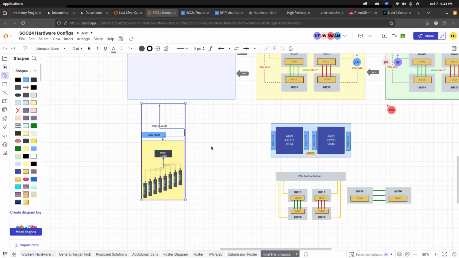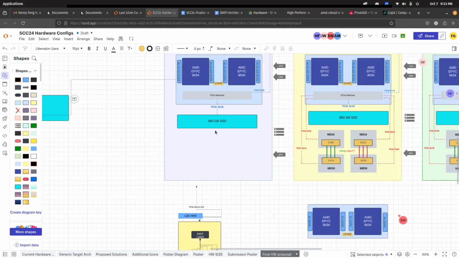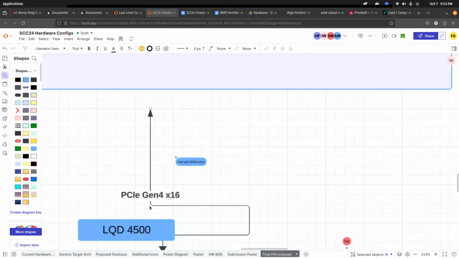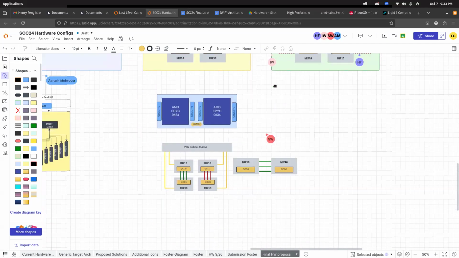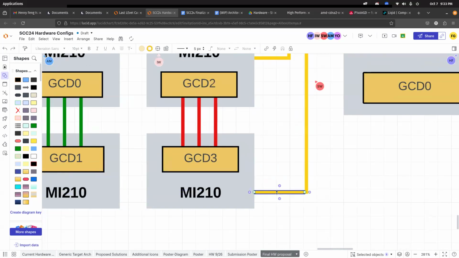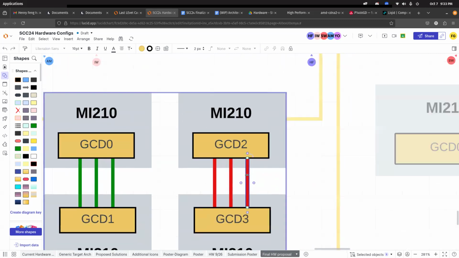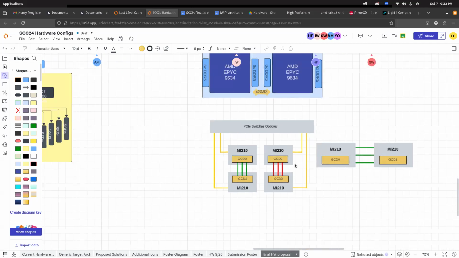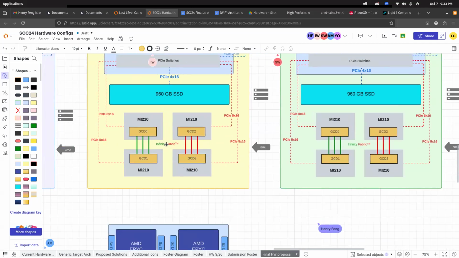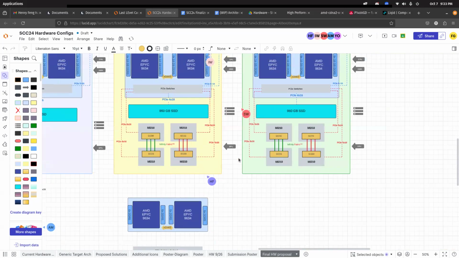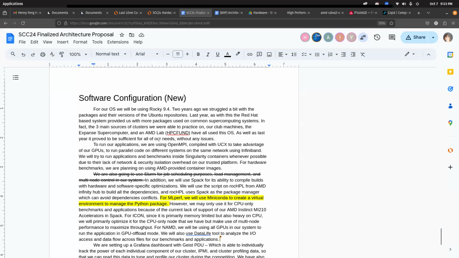Rush, can you add this liquid card into node 1? Yeah. It's connected via PCI. It's right here, PCI Gen 4. You guys make these diagrams by hand? The MI210s and the GCDs? I think, yeah, he did. Looks pretty good. How many liquid cards do we have? Let's put two into the first system. Okay.